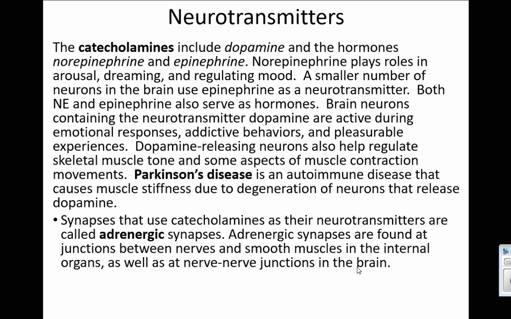Brain neurons containing the neurotransmitter dopamine are active during emotional responses, addictive behaviors, and pleasurable experiences. They say dopamine is kind of your feel-good chemical. Dopamine-releasing neurons also help regulate skeletal muscle tone and some aspects of muscle contraction and movement. I'm sure you've all heard of Parkinson's disease, a disease that causes muscle stiffness due to degeneration of the neurons that release it. Anybody ever seen anybody with Parkinson's before?